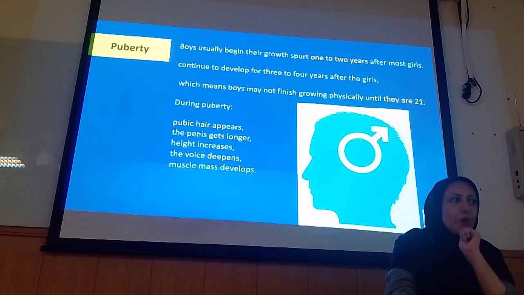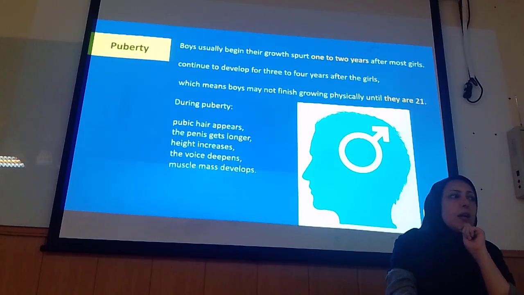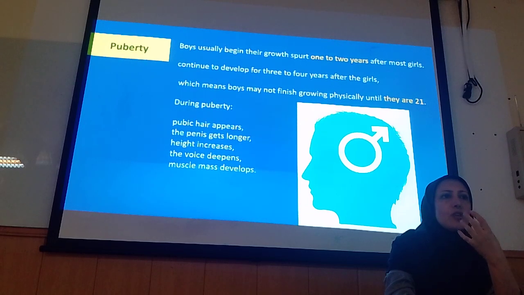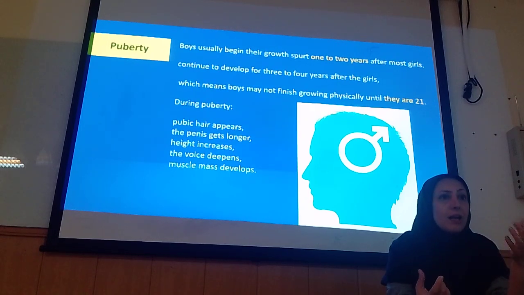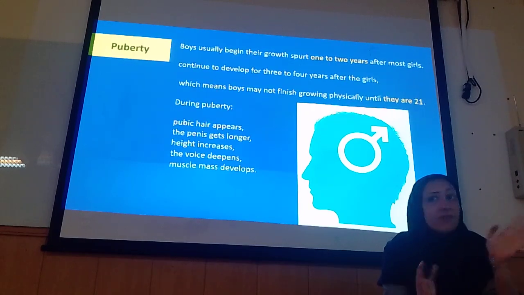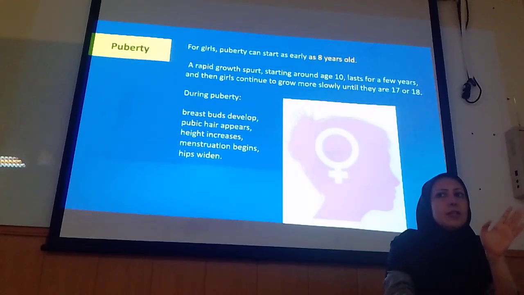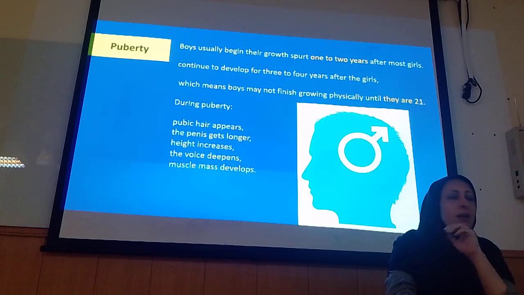And boys usually begin their growth spurt one to two years after most girls, as we showed, and continue to develop for three or four years after the girls. Which means boys may not finish growing physically until they are 21. It means that if the sexual development of boys is not okay and has a problem, we have time until 21 years old. But for girls, we don't have that time, because the end of sexual development is 17 to 18. But for boys, we have time, until they are 21.